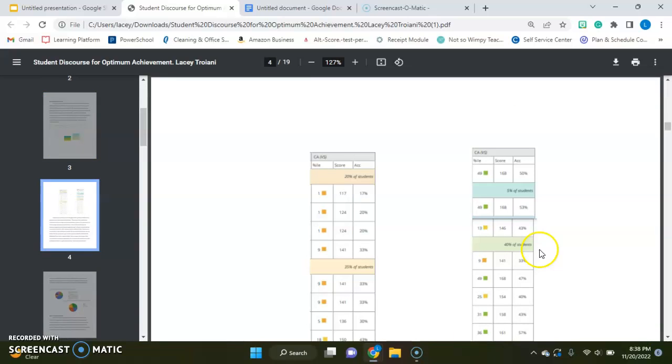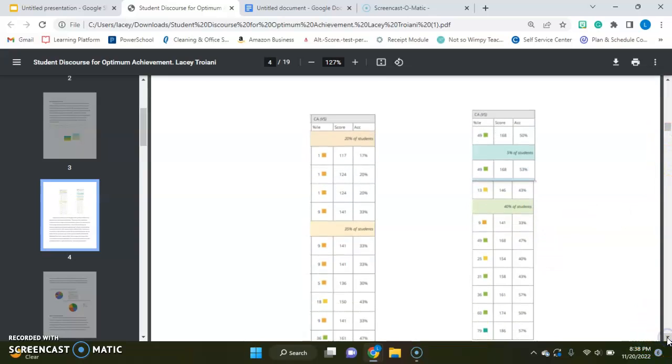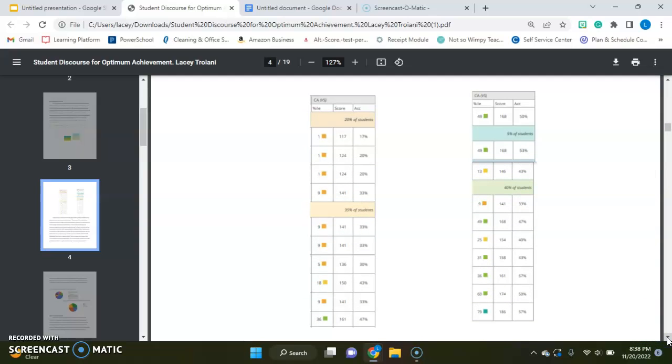So if I come down here, this is kind of where we are with our concept and applications. And as you can see, there are a lot of oranges and a lot of yellow on here, which means we are well below average in our classroom. And keep in mind that these are results that were from August.